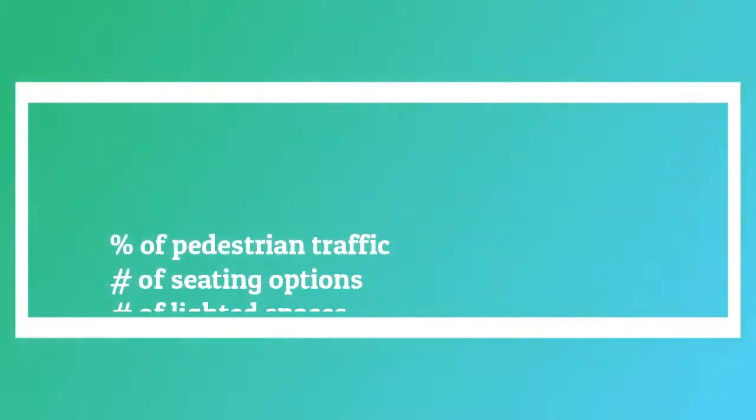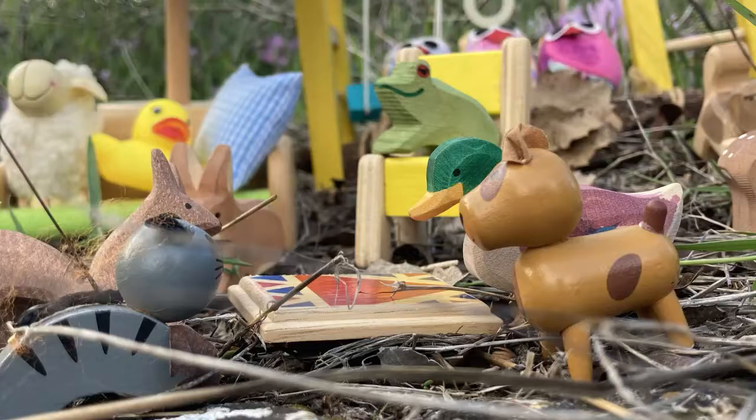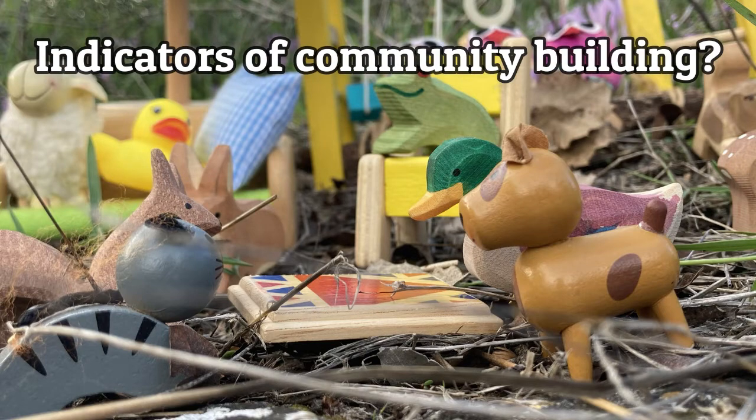Quantitative: percentage of pedestrian traffic at all hours of the day, number of options for seating in sun or shaded areas, number of lighted spaces, percentage of space covered with litter. Qualitative: reported level of perceived sense of safety among residents in going to the public space, day or night. What would be indicators of active community building for a public space?